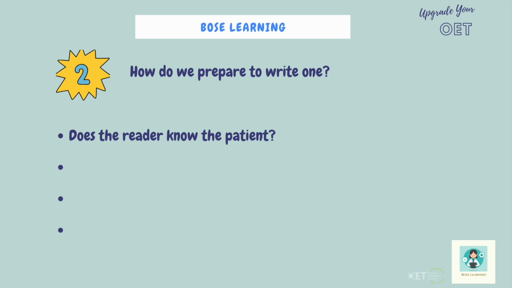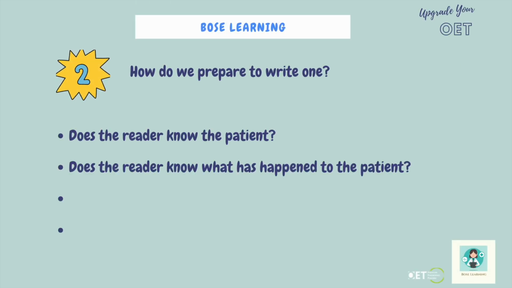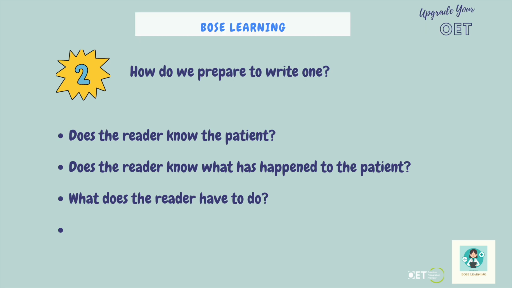So when you're thinking about what to write, what to include, think about things like this. Does the reader know the patient? Now, if your patient is transferring to a new care provider, the clue is in the new bit, they won't know the patient. So you're going to have to introduce the patient to them, what's happened and what care has been provided so far. Does the reader know what's happened to the patient? Again, no, so they don't know if this is an acute problem, an emergency, a chronic problem, etc. You're going to have to explain that to the reader. And the reader needs to know what they have to do. How are they going to continue caring for the patient?